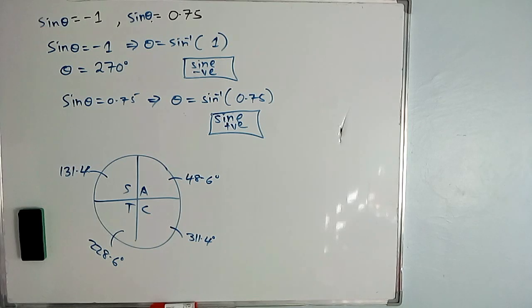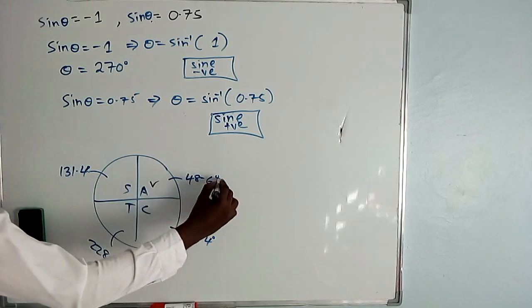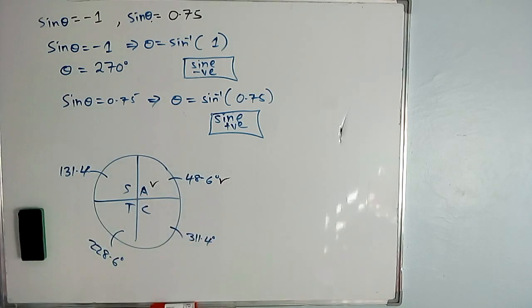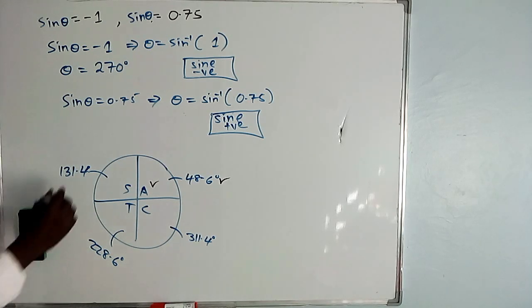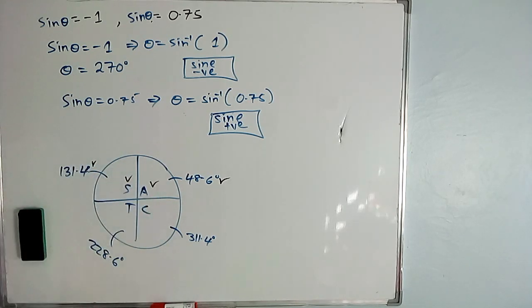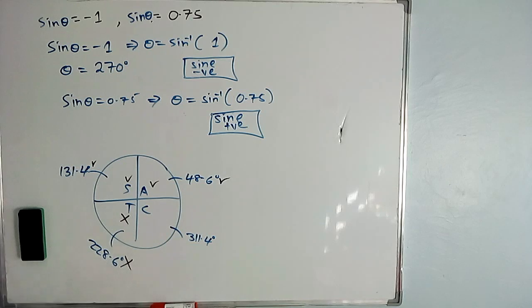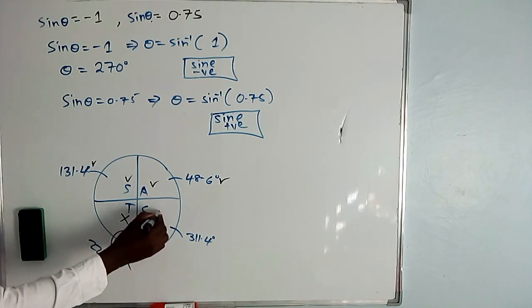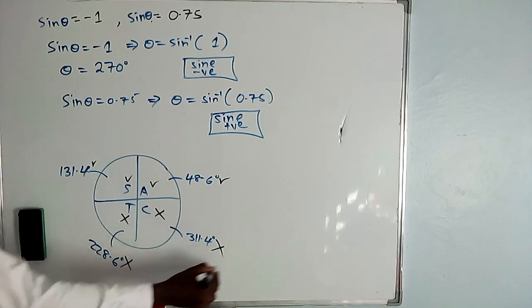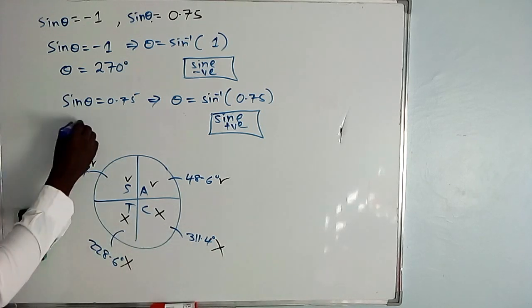Then you start. We are looking for the quadrants where sine is positive. So in the first quadrant, all of them are positive, meaning sine is positive. So we need that angle in the first quadrant, isn't it? Then the second quadrant, only sine is positive, so we need that angle in the second, because we are looking for the quadrants where sine is positive, isn't it? In the third quadrant, only tan is positive, meaning sine is negative, so we don't need that. In the fourth quadrant, only cos is positive, meaning sine is negative there. We don't need that. We only need where sine is positive.